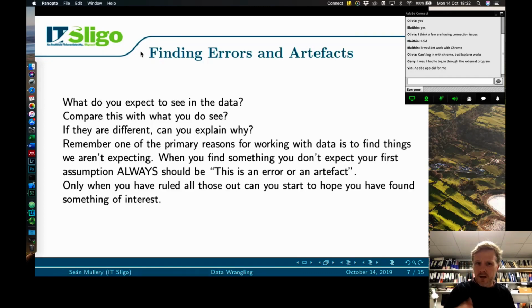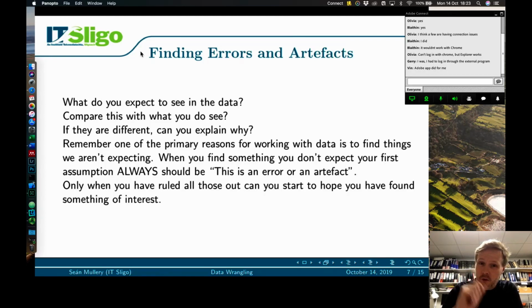Now, when we do that comparison, and if there is something different, we need to be able to explain why it is different. Okay? So we compare what we see versus what we expect. If they're different, can we explain why they're different? Remember that one of the primary reasons for working with data in the first place is to find these differences, to find things we weren't expecting. If we only found things we were expecting, then data science wouldn't be particularly useful to us because it wouldn't teach us anything about what we're looking at. So we are always looking for the unexpected, and if we just saw things that looked like what we expected, it would be no good.